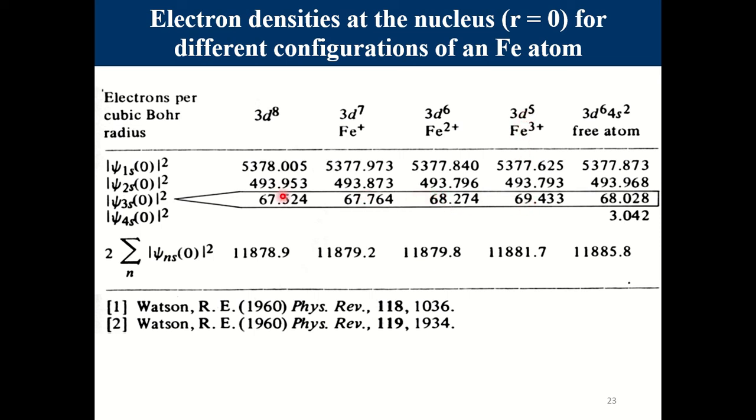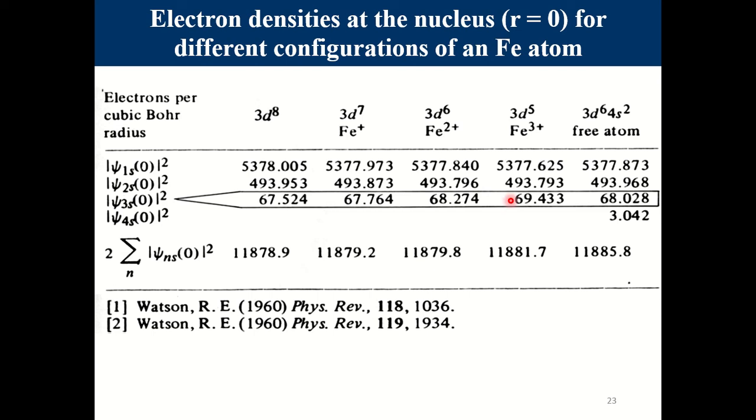the s electron density is affected, it decreases. Why? Because these d electrons are causing a shielding. They are acting as a shield for the nucleus. The distribution of d electrons around the nucleus has the effect of a shield, and the positive charge is not felt as strongly by the 3s electrons as it would have been in a free atom.